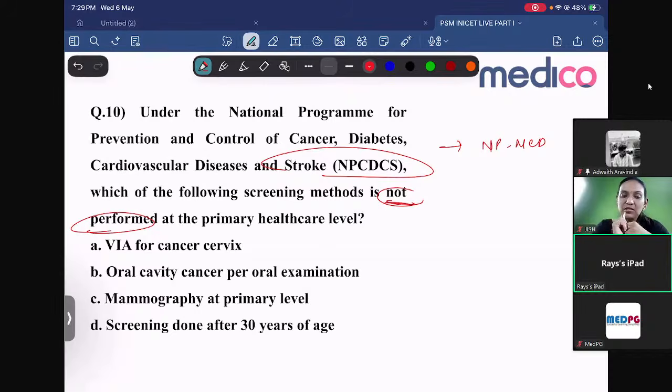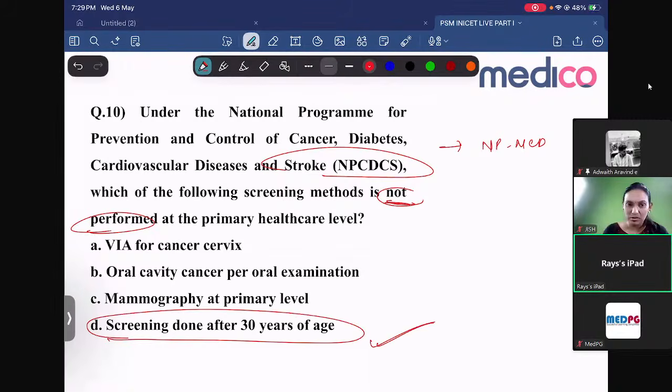And why has the program chosen breast cancer, oral cancer, cervical cancer for this NPCDCS, and why are other cancers not chosen? See, we are talking about a program. We are going to the grassroots level, the ground level, to screen people with the limited resources we have, and then pick up people, right? So for that, you need to choose diseases which can be screened at the primary healthcare level. For cancer cervix, you have VIA, and a pap smear can also be done at a PHC level. So that is why one cancer we have chosen in the NPNCD is cervix.